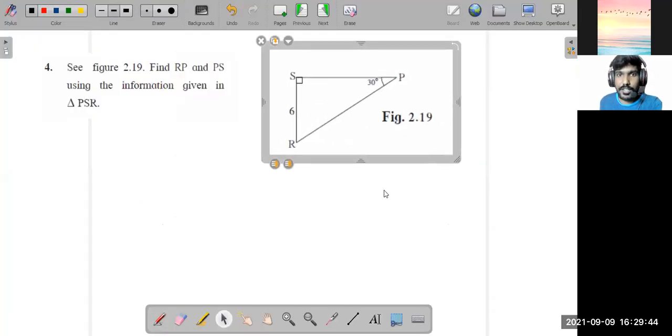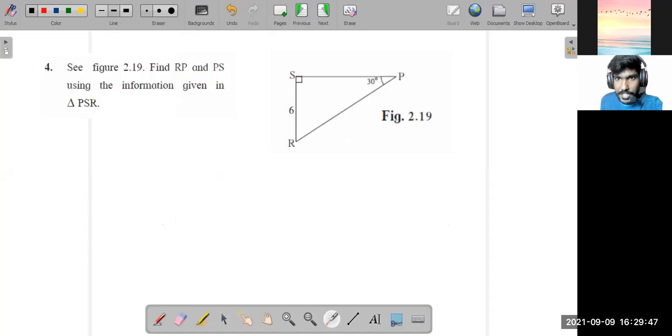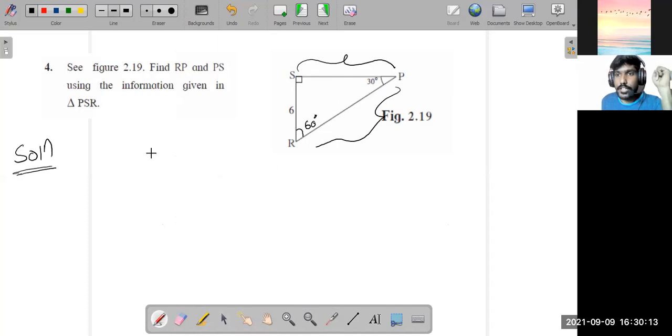Now, if you see here, this is 90 degree, this is 30 degree given, and obviously the remaining one will be 60 degree. So this is a 30-60-90 degree triangle. They are asking you to find RP, that is this length, and find PS, that is this length. So here we will use the 30-60-90 degree theorem.